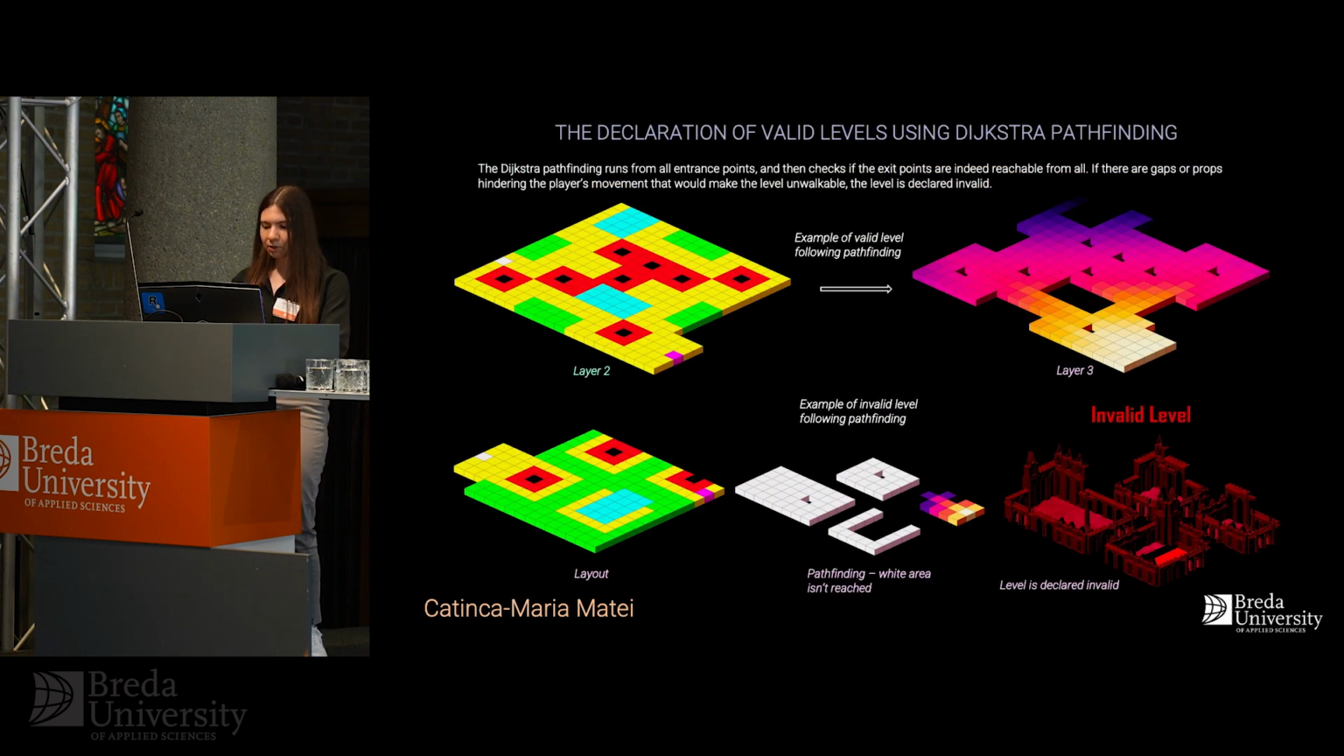And thus, using the Dijkstra pathfinding running from all entrance points, I could determine which levels were valid by checking if the exits had valid Dijkstra values, in short, if they were indeed reachable. So if there are lava gaps or props hindering the player's movement that would make the level unwalkable, the level is declared invalid, as in the bottom example, where the white areas are never reached.